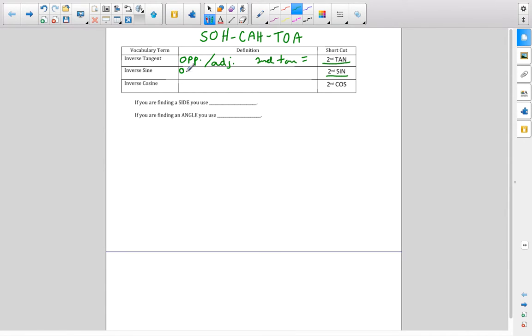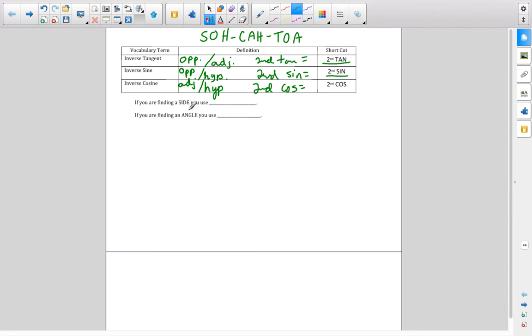And the inverse of the sine key, which is sine to the -1 or second sine, is when we have the opposite and we have the hypotenuse, and we're going to hit second sine, enter, and we'll get the angle. And the inverse of cosine is when we have the adjacent side to the angle we're looking for and the hypotenuse. So we're going to hit the second cosine button and enter, and it will give us the angle.